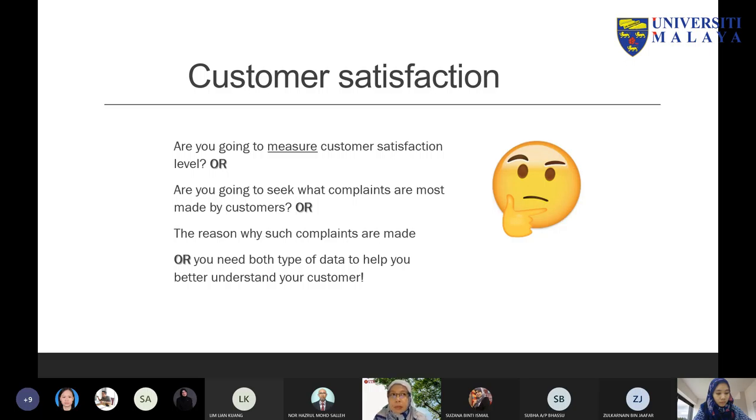However, first of all, you need to look at the nature of the problem. Some problems need qualitative data to solve them. Some problems, in order to solve them, you need quantitative data. However, there are also researchers who have their way, their style, their preference in doing something.